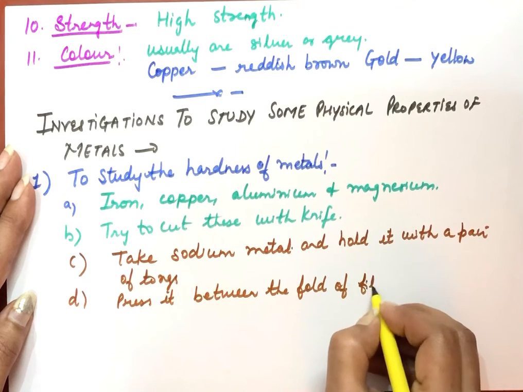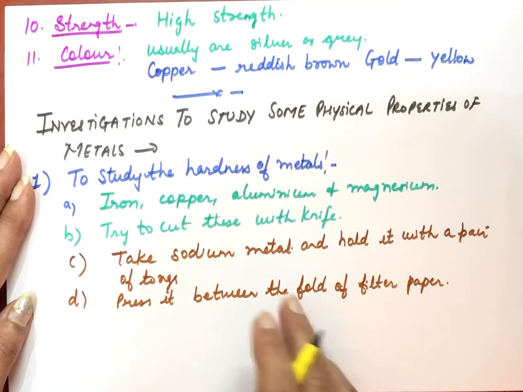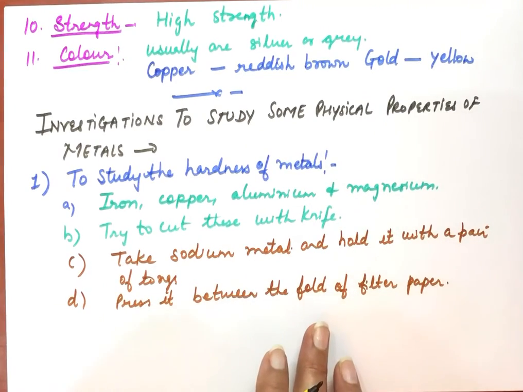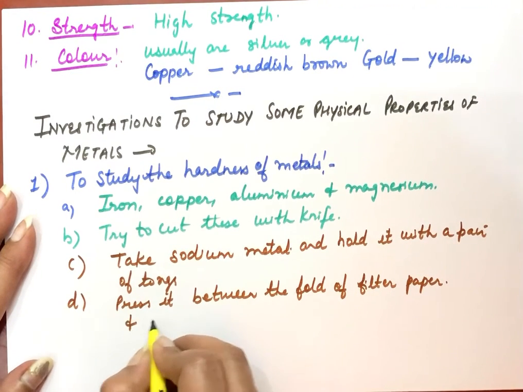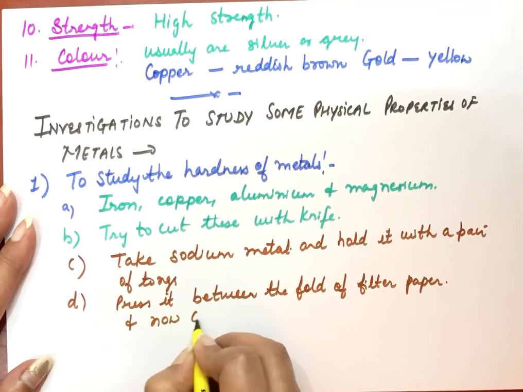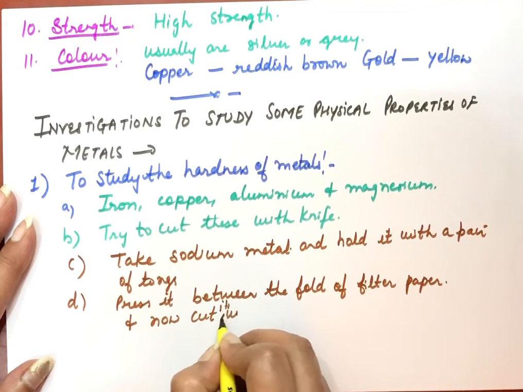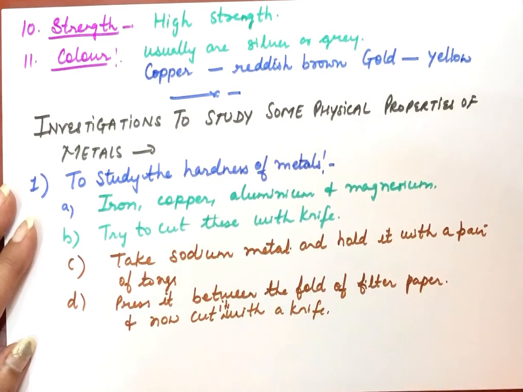We know that sodium metal is stored in kerosene. We cannot keep sodium metal outside like this. It's always stored in kerosene. So when we take it out, we hold it with a pair of tongs, and then we press it between the folds of filter paper. And now cut it with a knife. Is it possible to cut it with a knife? Yes, with a knife. So this is what we have to do in this investigation.